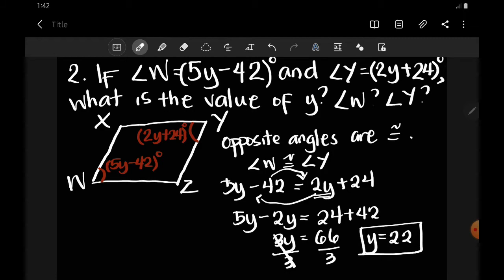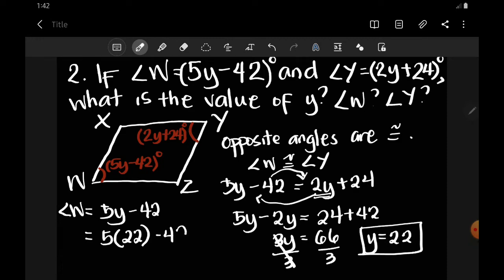And for us to get the value of angle W and angle Y, we need to substitute the value of y. So for us to get angle W, we have 5y minus 42. So 5 multiplied by the value of y, which is 22, minus 42. And 5 multiplied by 22 is 110 minus 42. So angle W is 68 degrees.